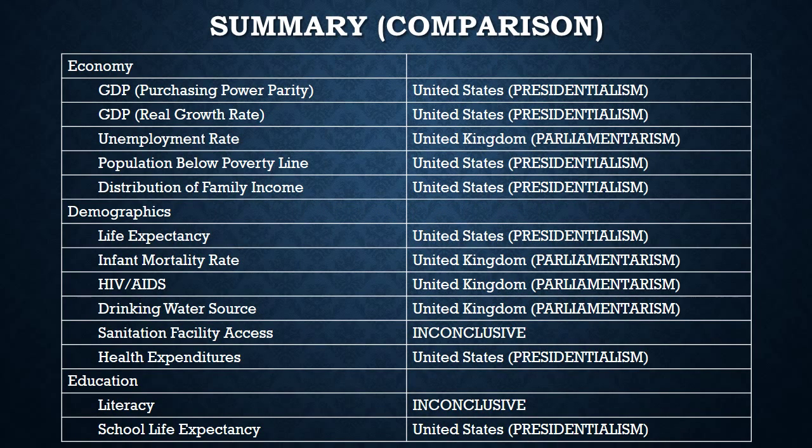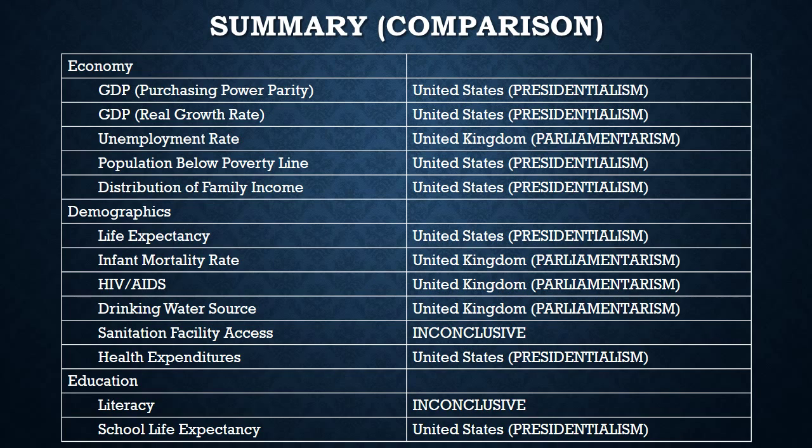Here's the chart showing all the indicators that the researchers have used and results obtained from the most recent data for each country. For the economic indicators, the United States won 4 of the 5 indicators, while the United Kingdom only got 1, which is the unemployment rate.